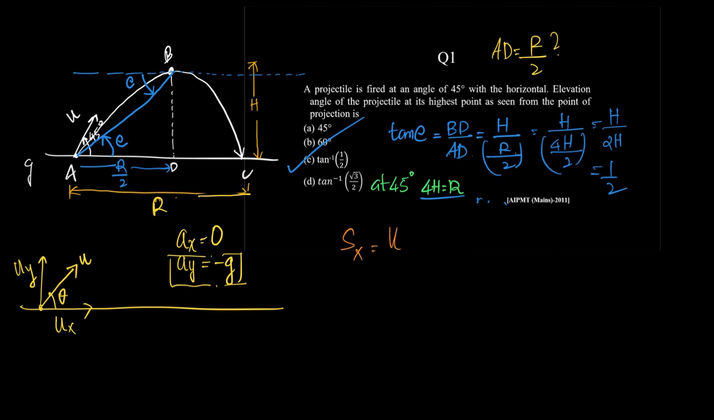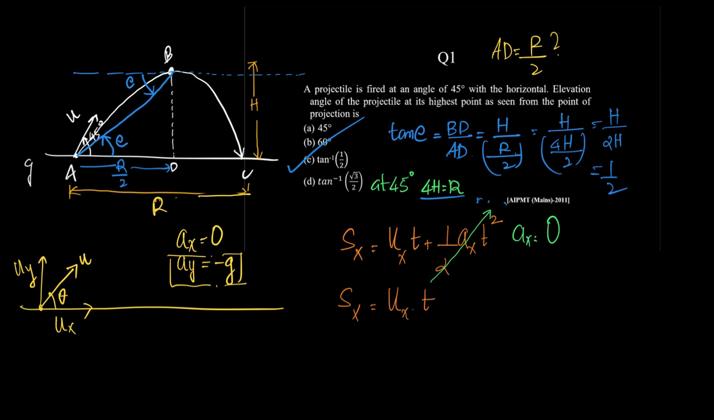Sx is equal to ux into t plus half ax into t square, right? Now, is there any ax component here? No, because ax is equal to 0. So what do we have here? We have that Sx is equal to ux into t.